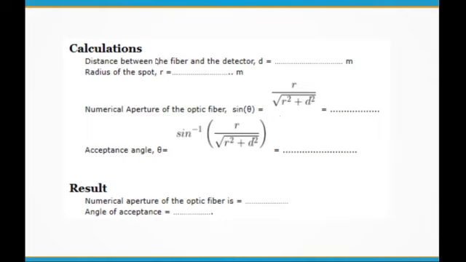D is basically Z, which is 4 mm. The radius of the spot has been obtained from the graph. Using these two values, we will get the numerical aperture with this formula, and by taking sine inverse of that value, we will get the acceptance angle. So this is the basic working principle, observations and calculations part of this experiment.